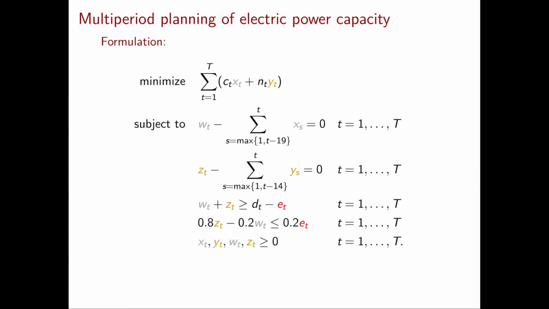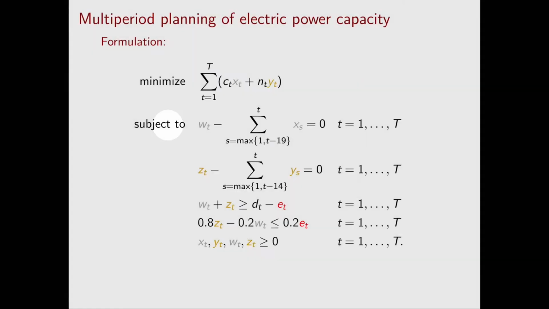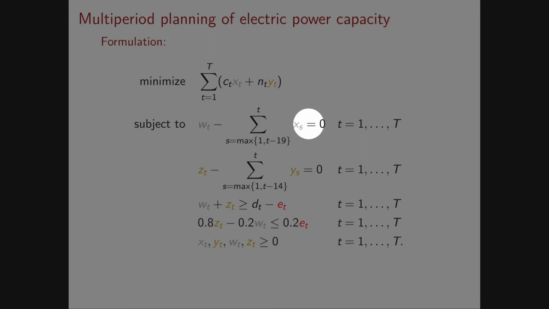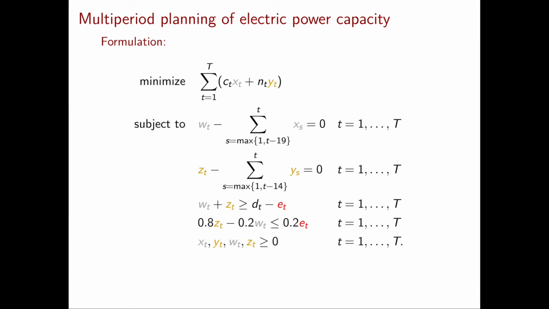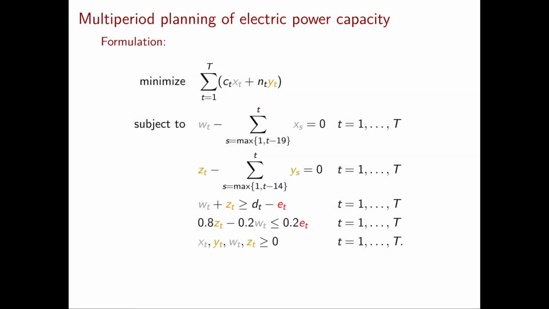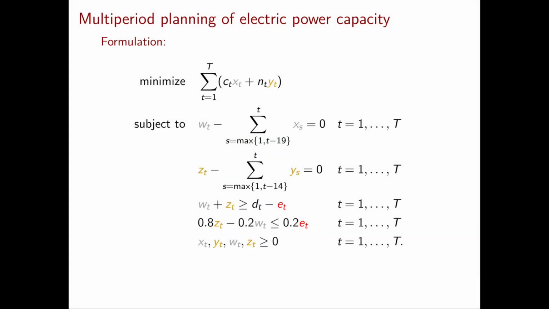At this point, we can write down the full linear programming formulation. We have to minimize our objective function subject to all the constraints we have so far written. The first one is the equality constraints that come from the definition of Wt in terms of the xs. The second comes from the definition of Zt in terms of the ys. Then we have the two inequalities we have just written down, and we shouldn't forget that all our decision variables should be non-negative because we can only bring online a non-negative number of megawatts.